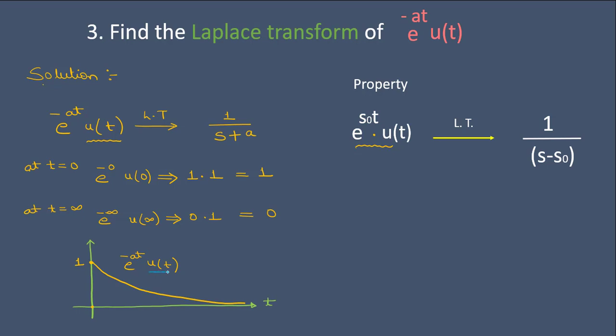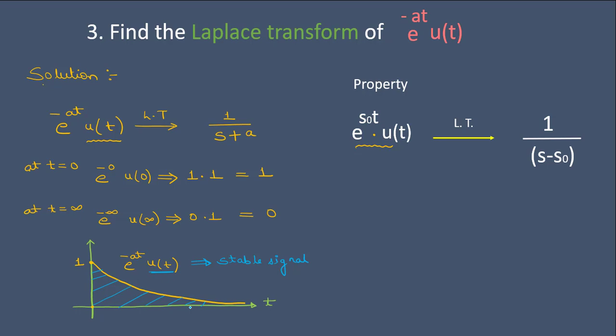Now since there is u of t, it will be a right-sided signal, and also it is absolutely integrable. It is absolutely integrable and it is a right-sided signal. So this is a stable signal. So e raised to minus at u(t) is a stable signal since u of t is a right-sided signal and it is exponentially decaying, hence it is absolutely integrable.